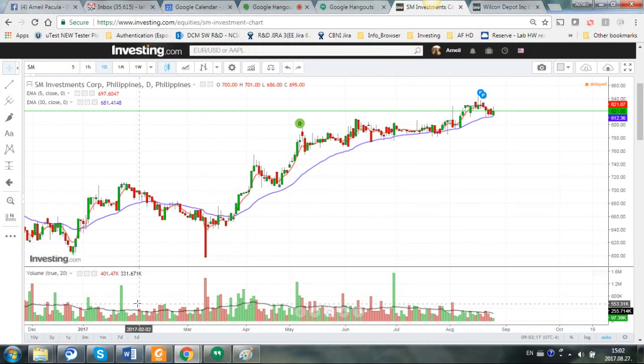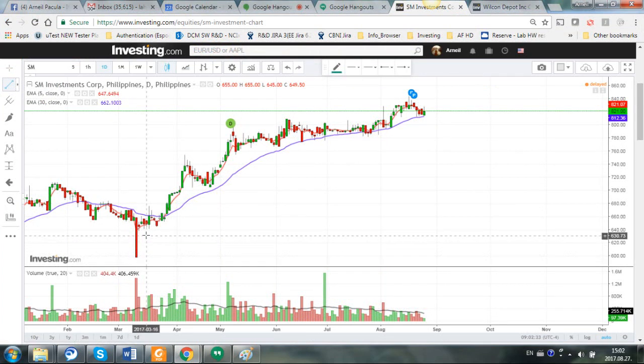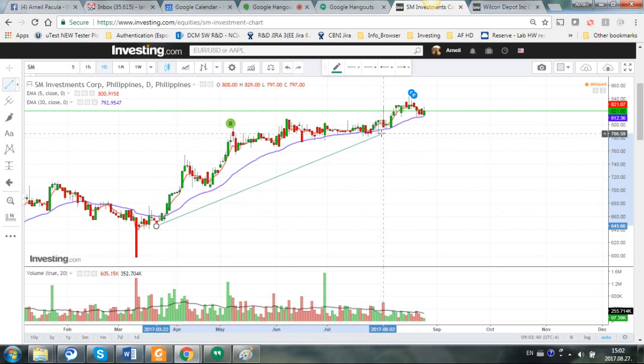So, yun. So, back to the SM. So, now, we have SM. Ang gagawin natin dito? So, you may use a trend line. Trend line here. Connect the lowest point here. Okay, we can disregard this point. Just this point here. Then, extend that to the lowest point above the high. This is called the higher low. So, yung mababa sa mataas na point.